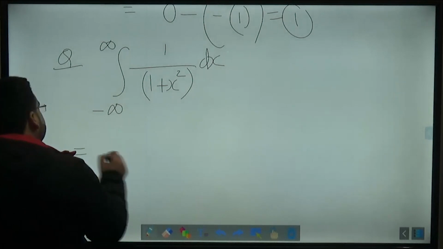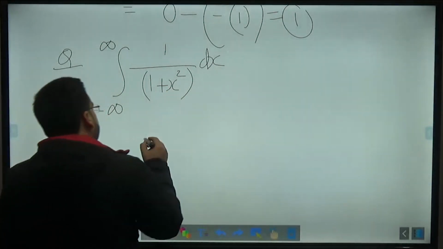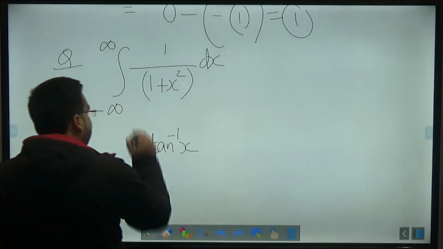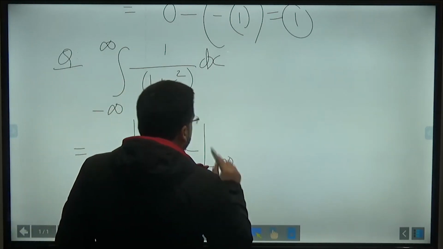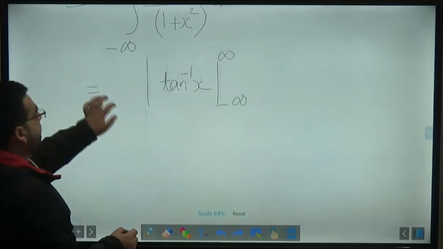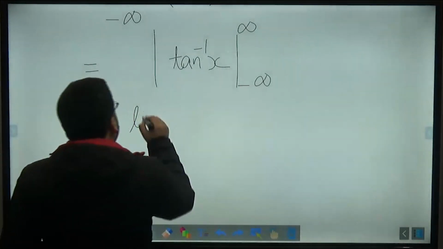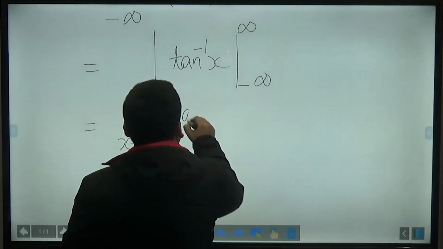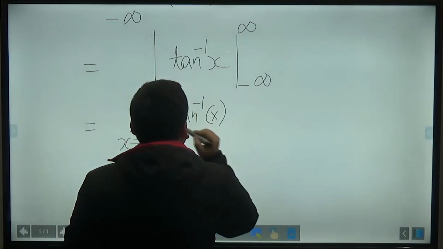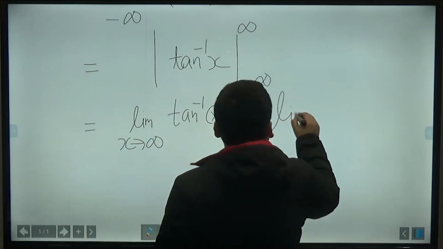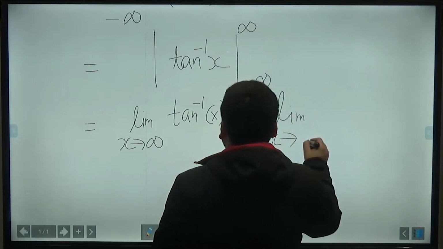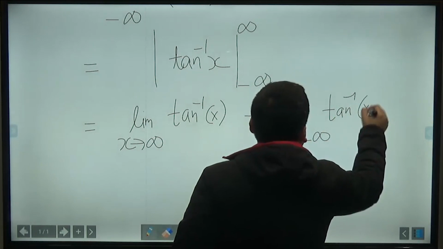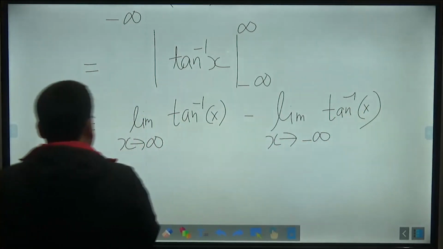Clear? Again the same thing. So first of all, integration of this will be tan inverse of x. Now we have to put the lower limit as minus infinity and the upper limit as infinity. It will be equal to limit x tending to infinity, upper limit, tan inverse of x, minus limit x tending to minus infinity, tan inverse of x.